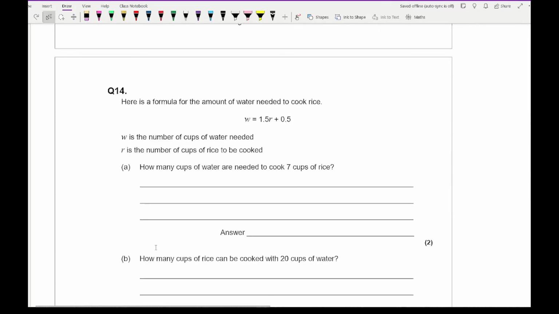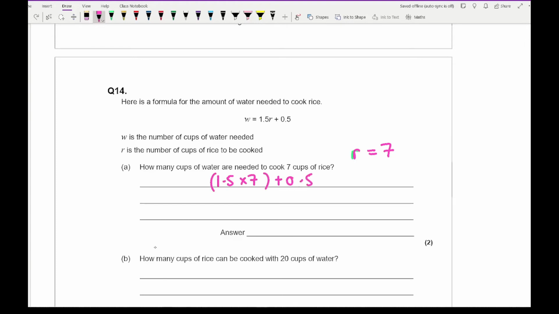Moving on to question 14. Again, sticking with the theme of formulas, it says here is a formula for the amount of water needed to cook rice. W is the number of cups of water needed, and R is the number of cups of rice to be cooked. How many cups of water are needed to cook 7 cups of rice? So for this, what we need to do is look at substituting R. Let me choose a different color. So we're going to substitute R equals 7 into this. So what I've got is 1.5 times 7 plus 0.5.